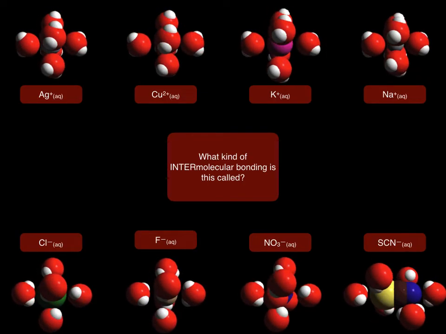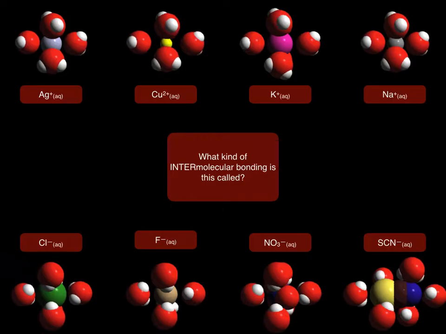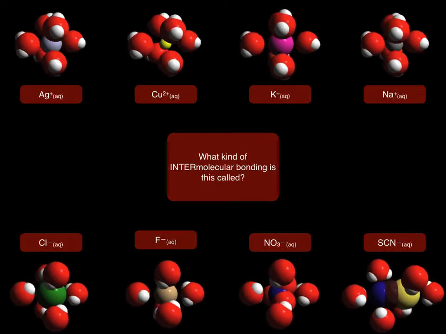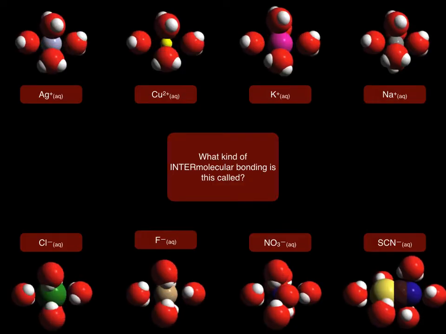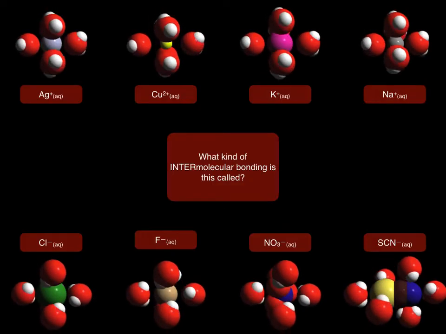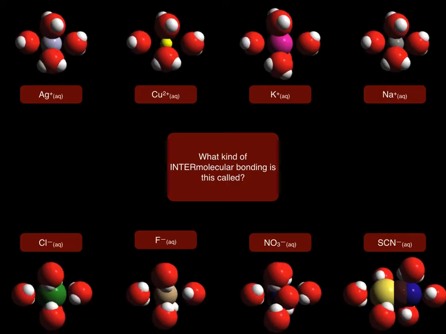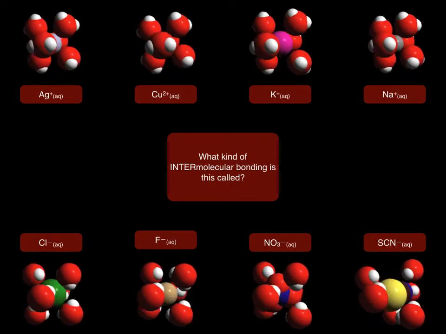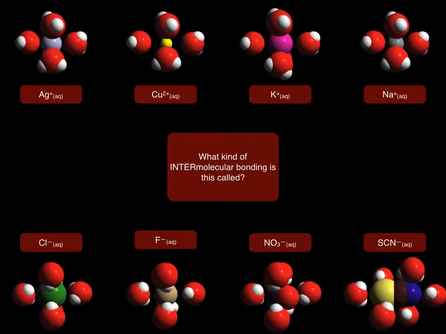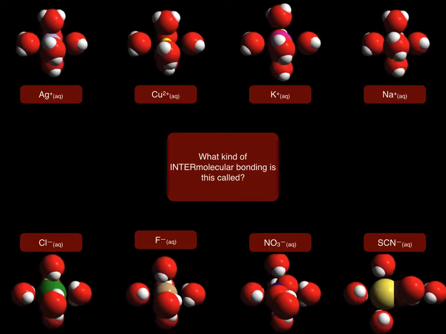You should note that the electropositive end of the dipole, in this case the hydrogen end of the water molecule, will be attracted to anions, negatively charged ions. And the electronegative end of the dipole, in this case the oxygen end of the water molecule, will be attracted to cations, positively charged ions.